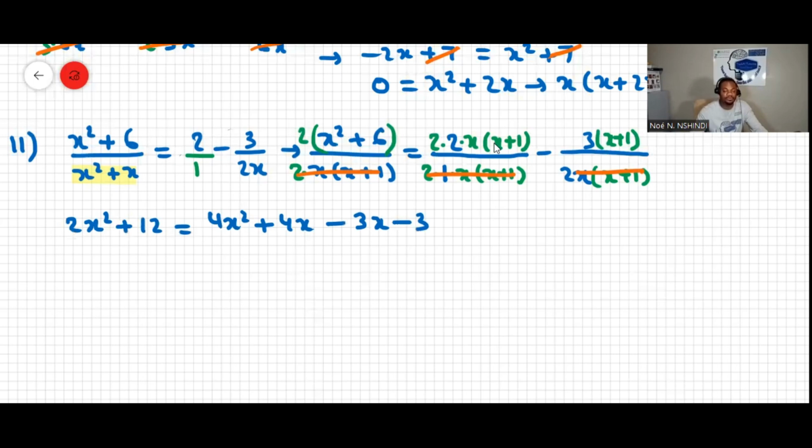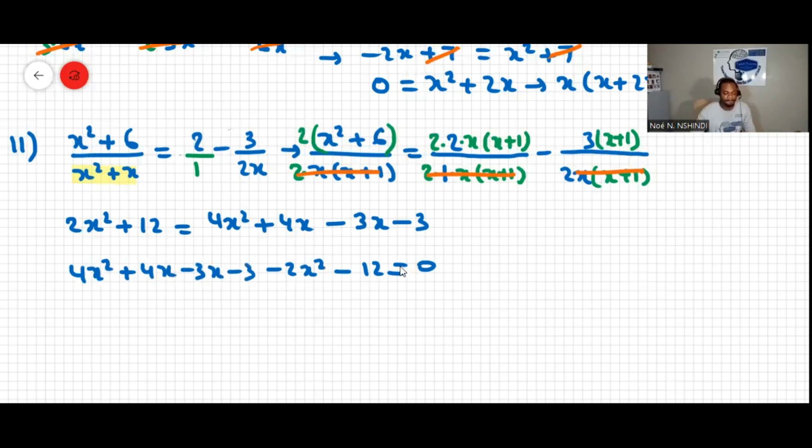Now we can move everything from the left to the right, and the right stays on the right, moving to the left again. So it's going to be 4x squared plus 4x minus 3x minus 3 minus 2x squared minus 12 equal to 0. I move everything here to the right-hand side, and then I write them also on the left-hand side.